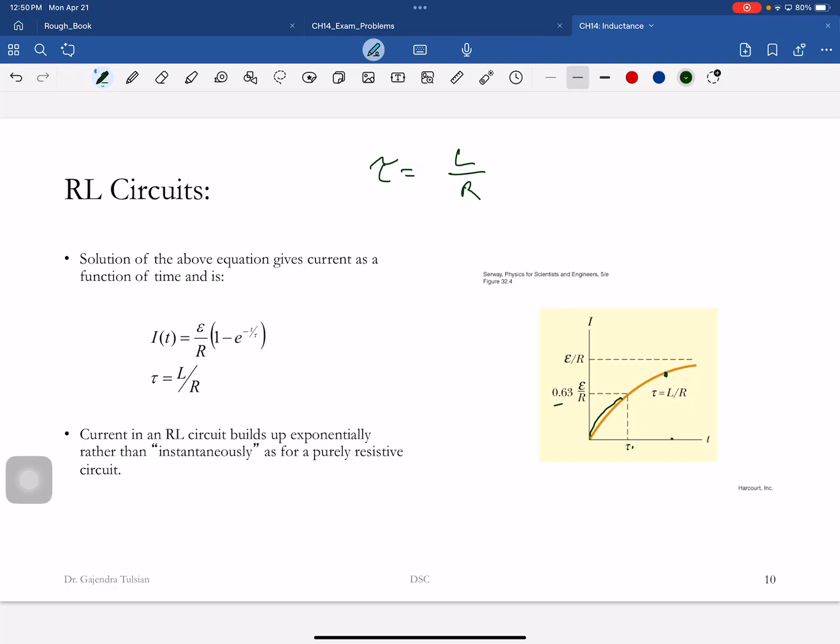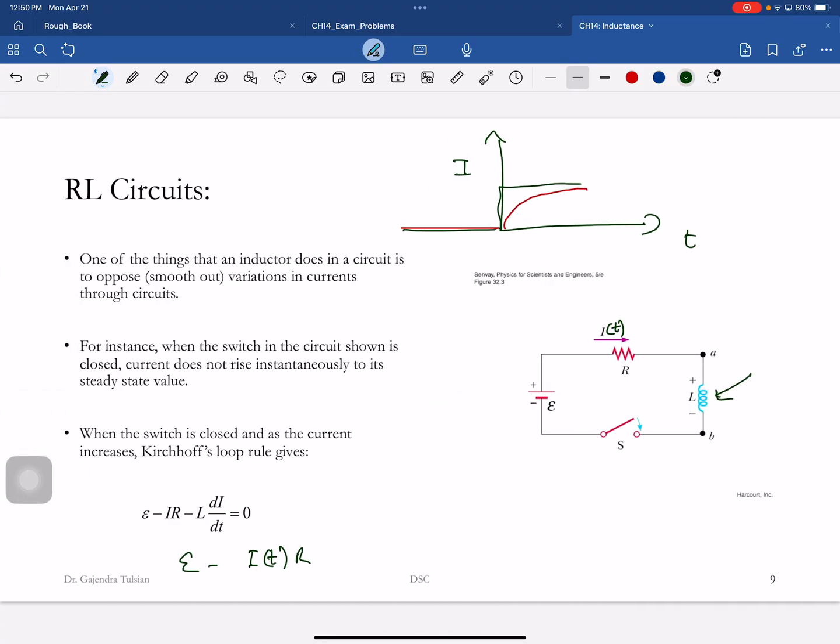Let's look at the interesting part. At t equal to infinity, this term goes to 0, and the current is E over R. The steady state current is E over R, as if the inductor was not even present. E over R is the current, which is what Ohm's law says. So what was the inductor's job in the circuit? Just to slow down the increase in current, that's all.